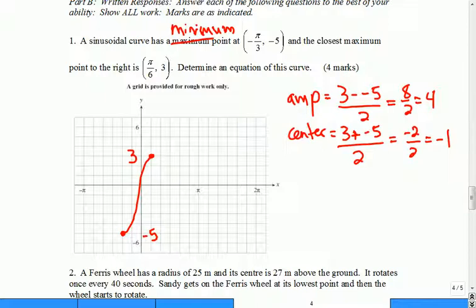Okay, so how can we find the period for this graph? Did anybody find the period for this graph? Jeremy, you want to enlighten us? Period, I got pi. That is correct. How did you do that? The distance between negative pi over 3 and pi over 6 is pi over 2.